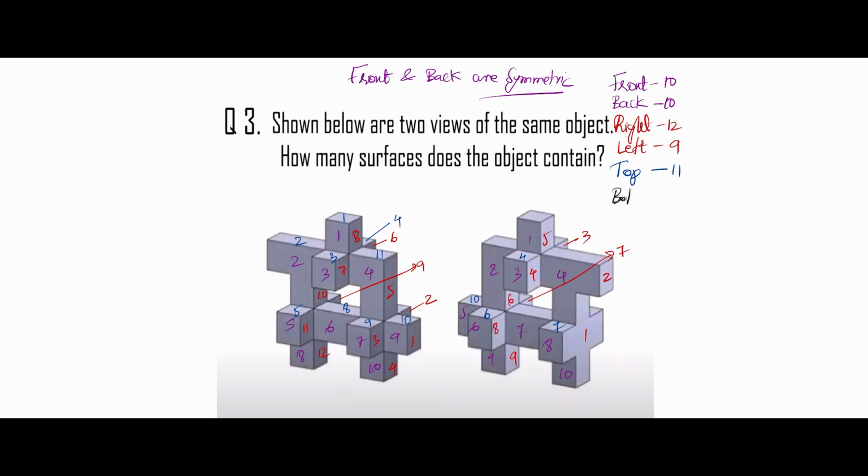Next, on the bottom view, we can obtain total number of surfaces as 10. And if you do the counting in this technique, you will not be missing any surfaces, or overcounting or undercounting any surfaces. So the total number of surfaces is 62 surfaces for the object given in this question.